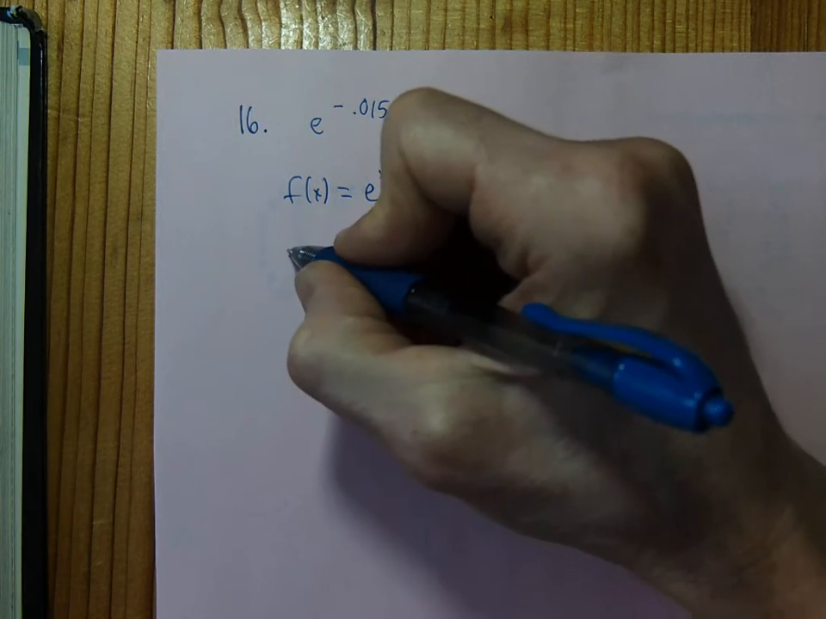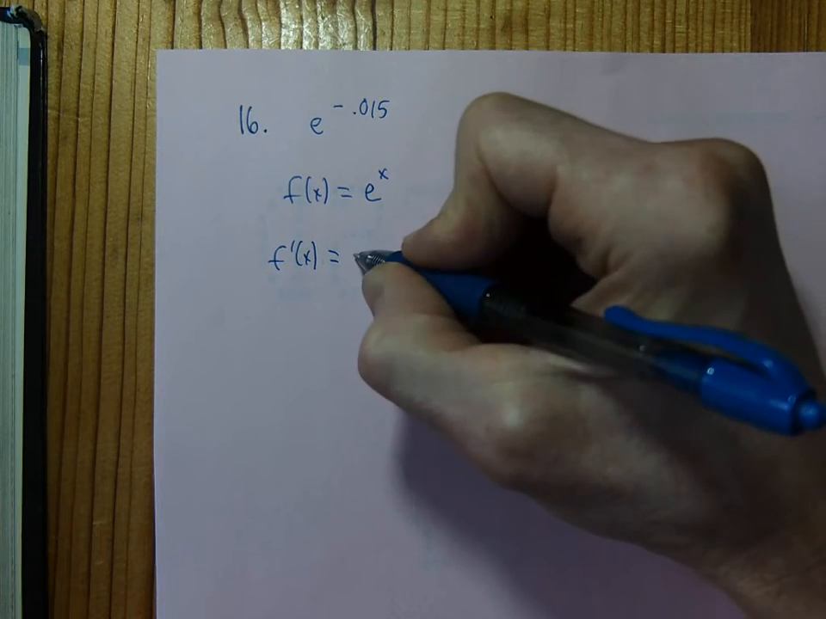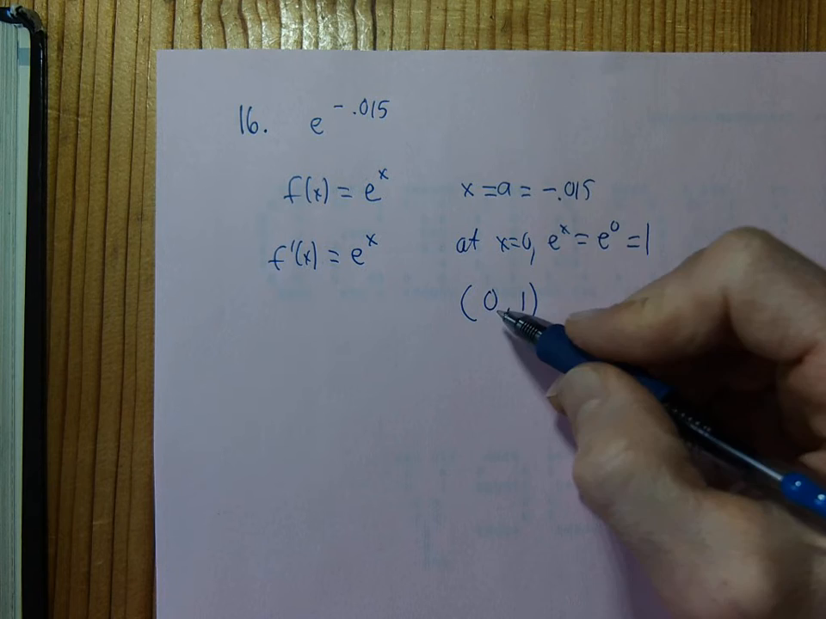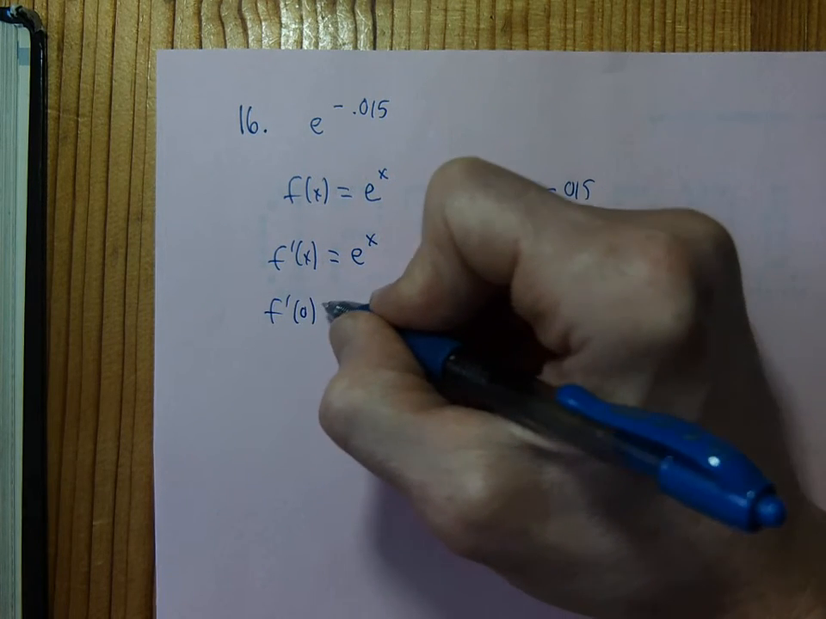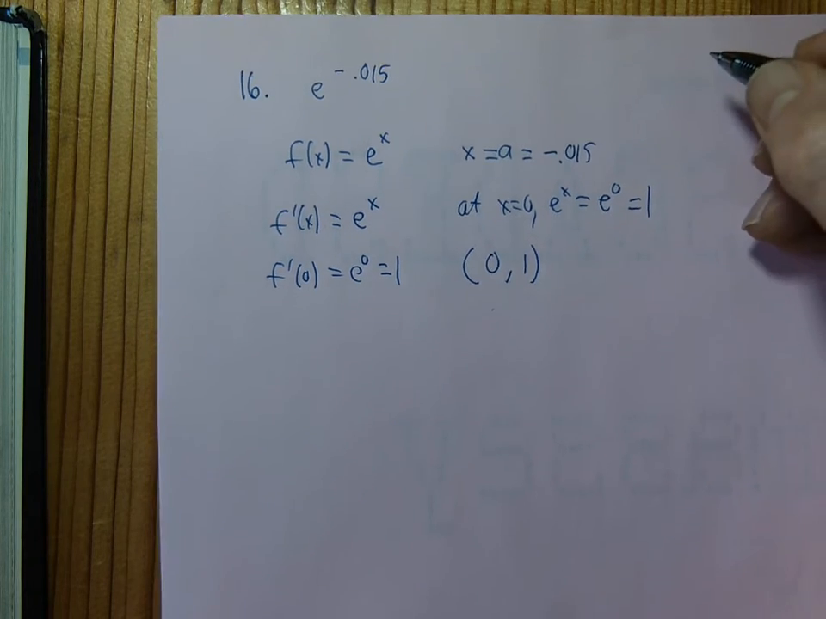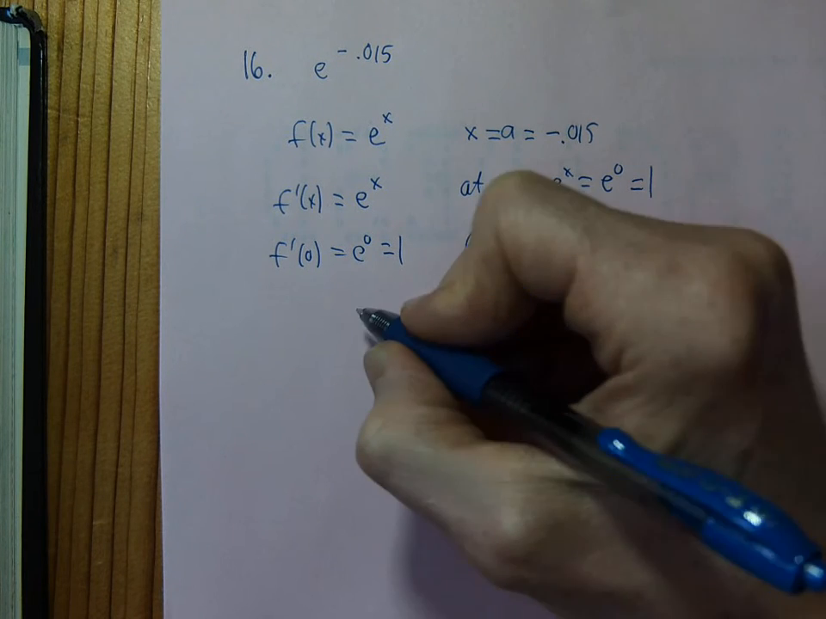So we take the derivative to get the slope, f prime of x. This is pretty easy: the derivative of e to the x is e to the x, and we want the slope at x equals 0, so the derivative at x equals 0 is e to the 0, which is equal to 1. So again, nice, easy answer. So our slope is 1, our point is 0 and 1, and then we just do the y thing.